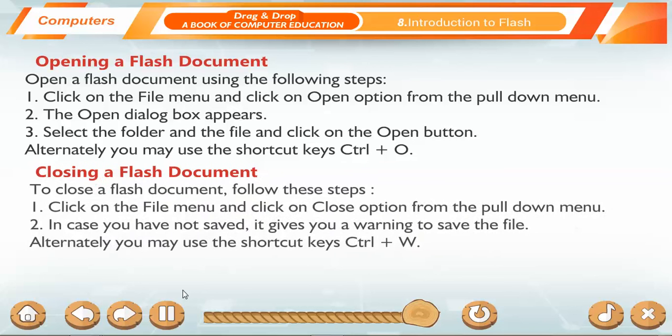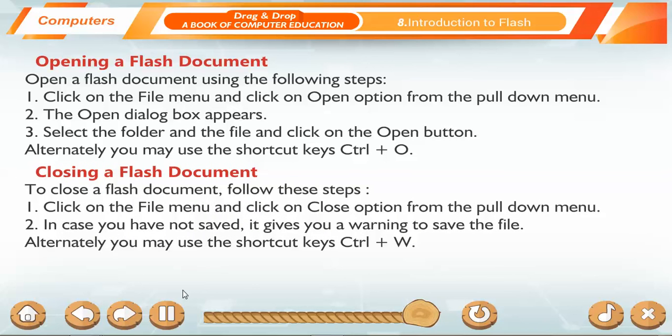Closing a Flash document. To close a Flash document, follow these steps. Click on the File menu and click on Close option from the pull-down menu. In case you have not saved, it gives you a warning to save the file. Alternately, you may use the shortcut keys Ctrl+W.